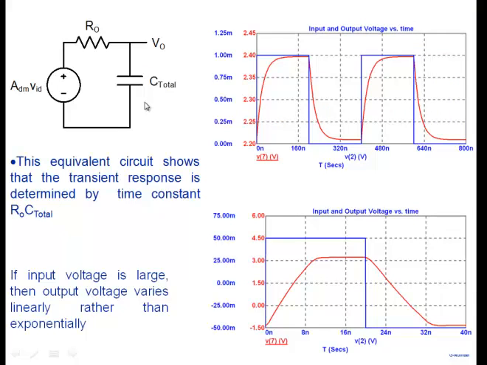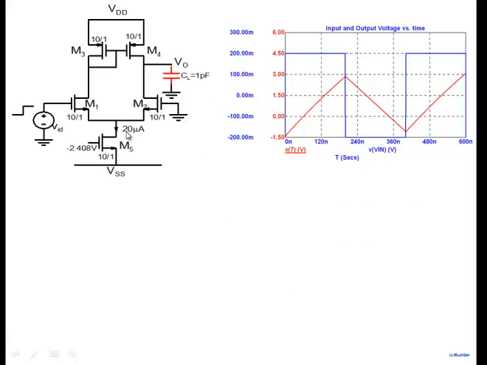There's no limitation on current. But if you apply a large step, then that large step requires a large charging current, and that large charging current is not available. I have a limit of 20 microamperes here. I reached that particular limit, and then it charges linearly. So it only happens when you apply a large step. If you apply a small step here, then it's exponential, no problem. But a large step causes a linear rise and linear fall.